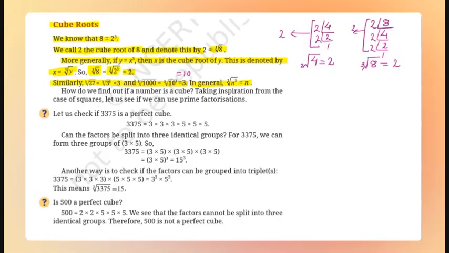Similarly, आपने जब cube root of 27 निकाला तो हमने क्या नंबर multiply किया 3 times कि 27 आया होगा. तो आप इसको कैसे लिख सकते हो?